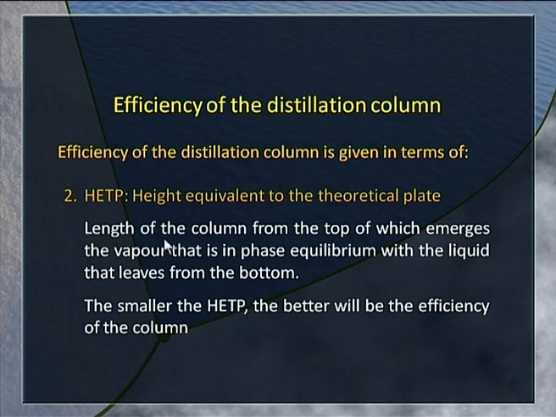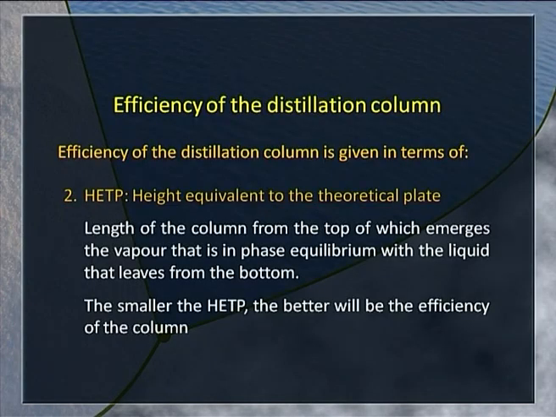HETP is the length of the column from the top of which emerges the vapor that is in phase equilibrium with the liquid that leaves from the bottom. The smaller the HETP, the better will be the efficiency of the column. That is how at the industrial scale you can bring about separation and purification of liquid mixtures.